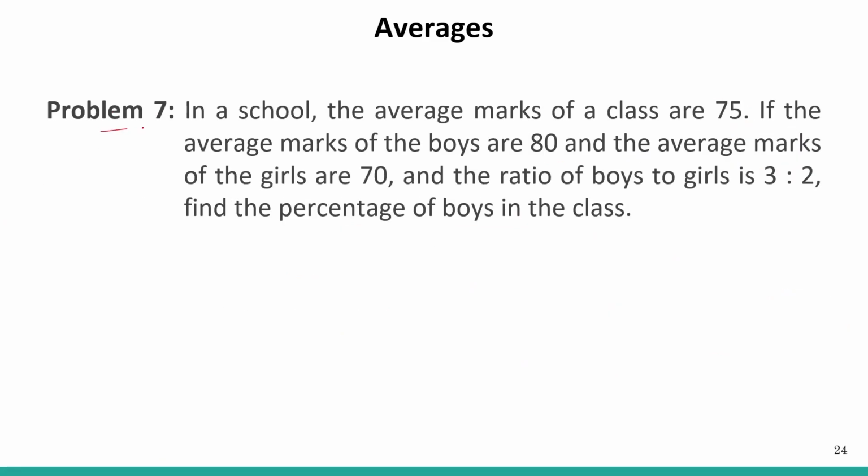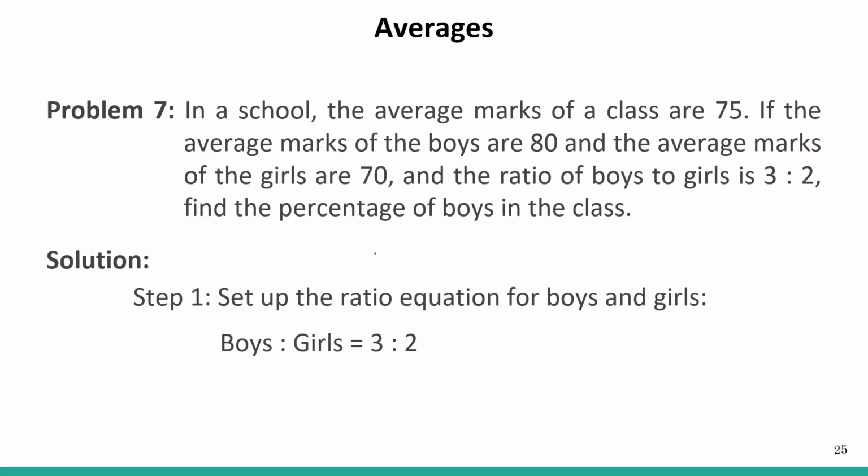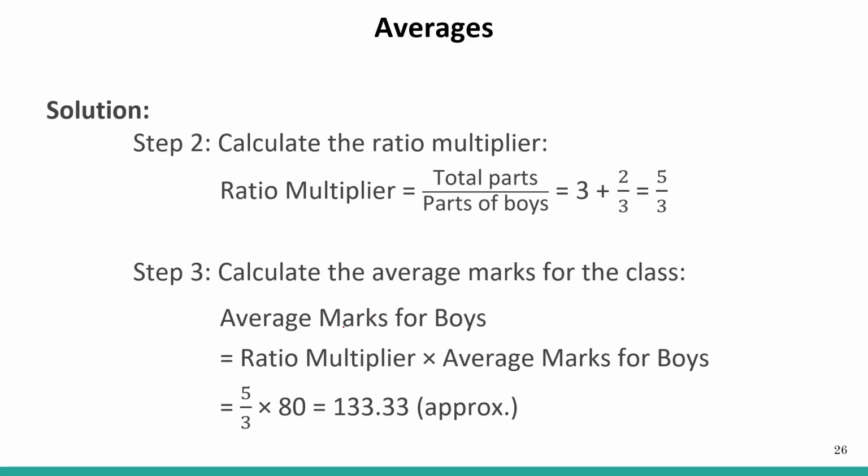So let's see problem number 7. In a school, the average marks of class are 75. So if the average marks of boys are 80 and the average marks of girls are 70 and the ratio of boys to girls is 3:2, find the percentage of the boys in the class. Okay, so let's go forward with the step-by-step solution. So set up the ratio equation for boys and girls. That will be what? 3:2, right?